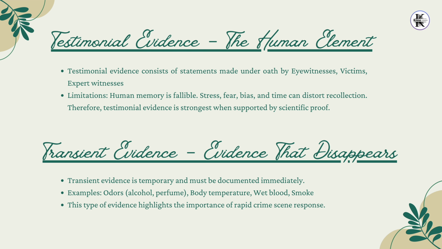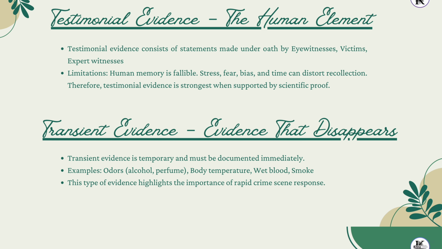Now let's look at a type of evidence that disappears quickly. Transient evidence is temporary. Examples include smell, body temperature, wet blood, or smoke. This type of evidence must be recorded immediately before it disappears, which shows how important timing is in forensic investigation.